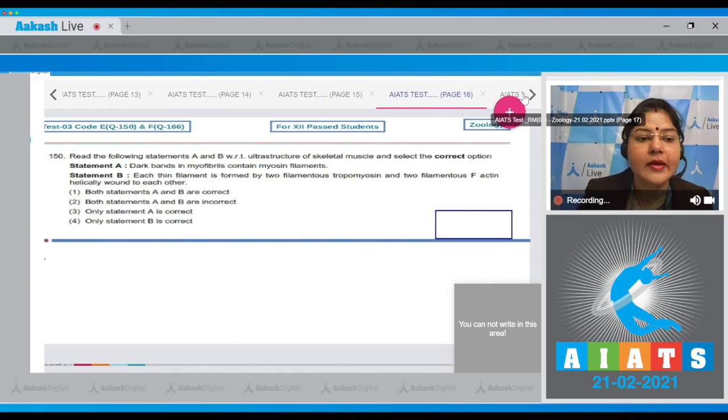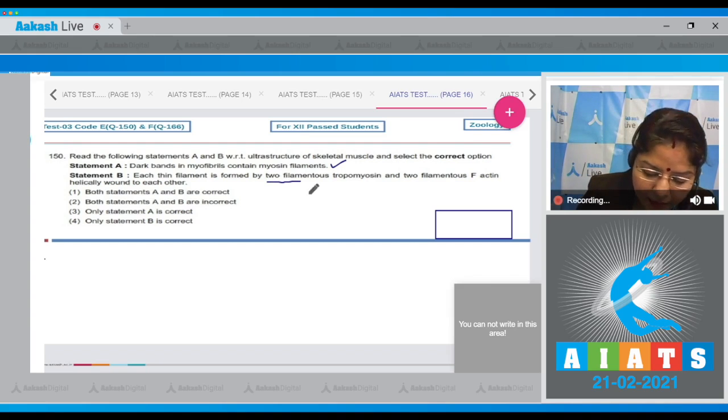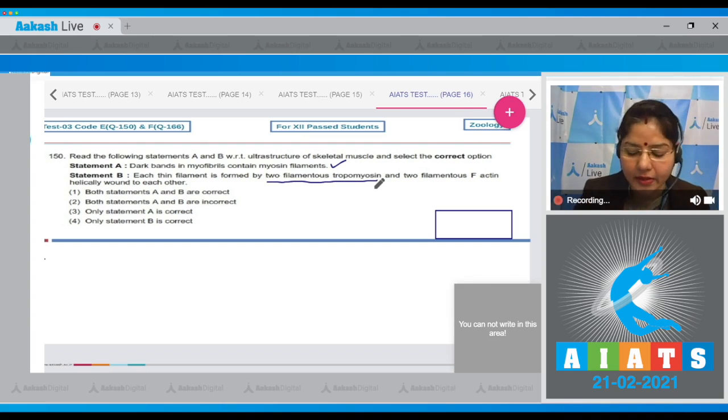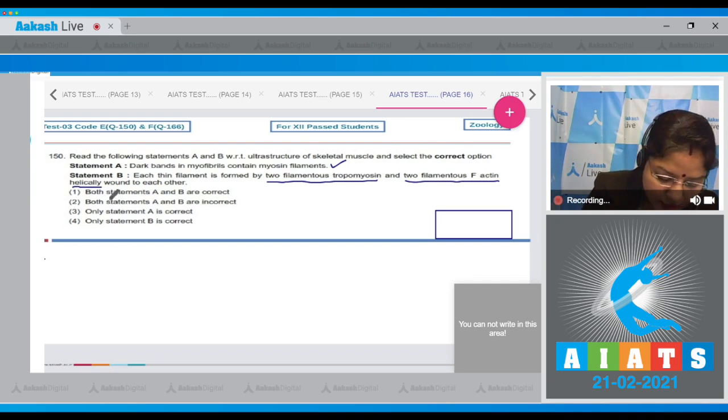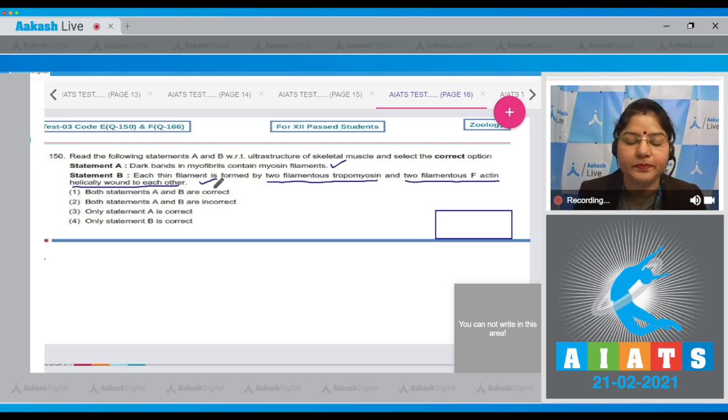Question number 150. Read the following statements A and B with respect to the ultrastructure of a skeletal muscle and select the correct option. Statement A. Dark bands in myofibrils contain myosin filaments. This is a correct statement. In dark bands or A bands, actin filaments are also present. Statement B. Each thin filament is formed by 2 filamentous tropomyosin. This is correct. And 2 filamentous F-actin helically wound to each other. This is also a correct statement.